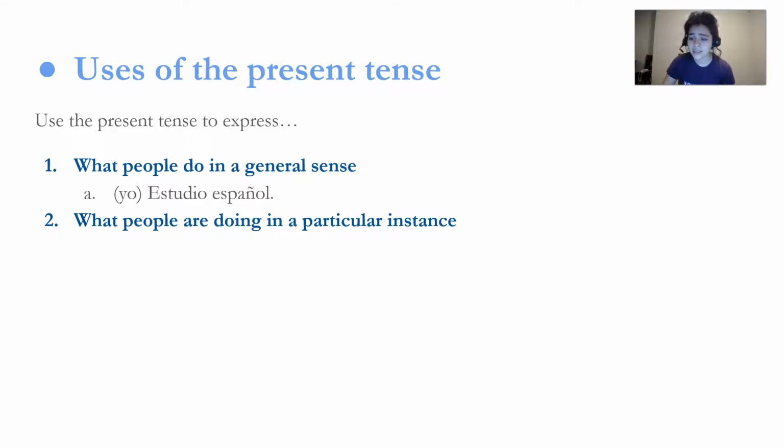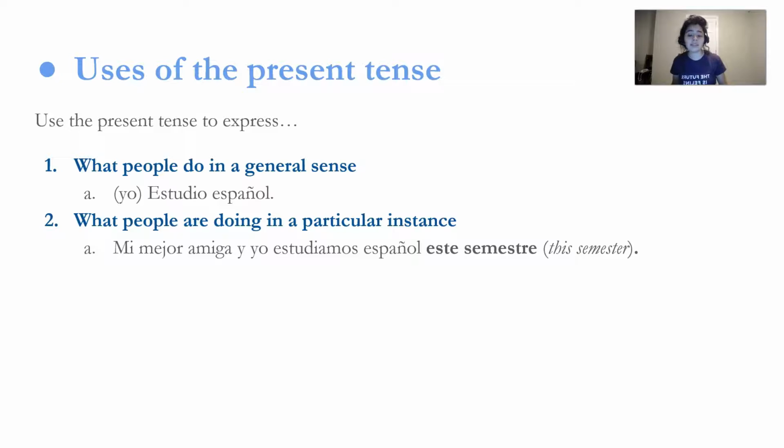You can also use the present tense to talk about what people are doing in a particular instance. Mi mejor amiga y yo estudiamos español este semestre. So, my best friend and I study Spanish this semester. So, in a particular set of time, this semester, we are studying Spanish, español. So, you can see here that in Spanish you use the present, estudiamos, whereas in English, you can also use the present progressive: we are studying. But also you can say, my best friend and I study Spanish this semester.